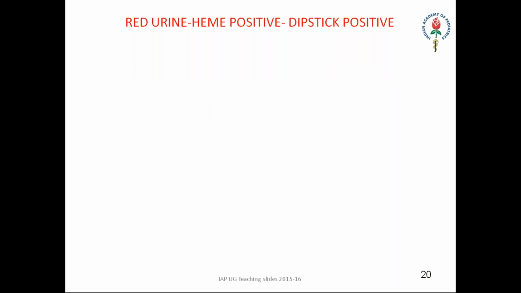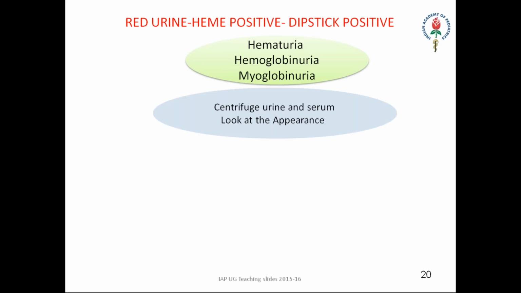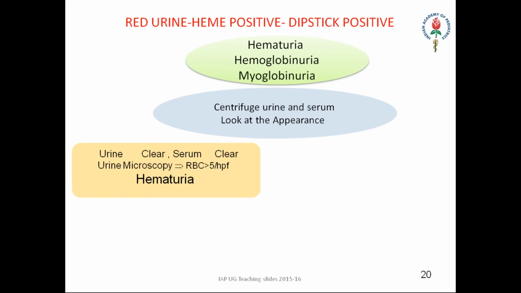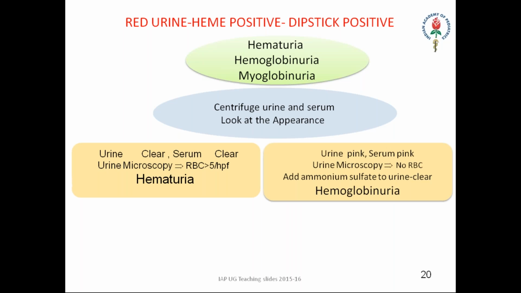So red urine, then you think it is heme positive, and you take a dipstick which is positive. So what are all the conditions? Hematuria, hemoglobinuria, and also myoglobinuria. So you can centrifuge the urine next, and the serum is separated. Look at the appearance. First condition is the urine is clear and the serum is also clear. So you'll go for a urine microscopy, RBC greater than 5 per high power field, then it is hematuria.